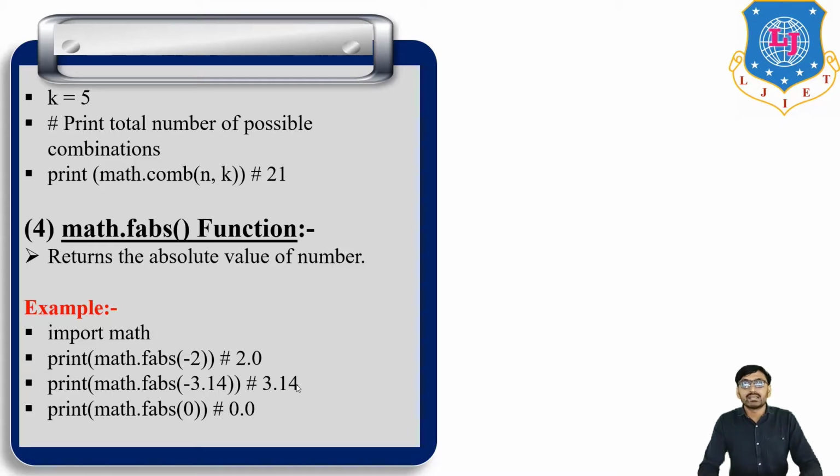So in this lecture we discussed some mathematical functions of the math module: ceil function, floor function, comb function and fabs function. The ceil function returns the rounded value of a number in the upward direction to the nearest integer. The floor function returns the rounded value in the downward direction to the nearest integer. The comb function returns the total number of possible combinations, and the fabs function returns the absolute value of a number.